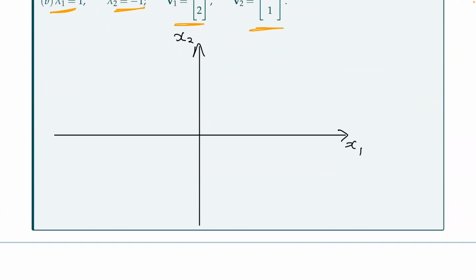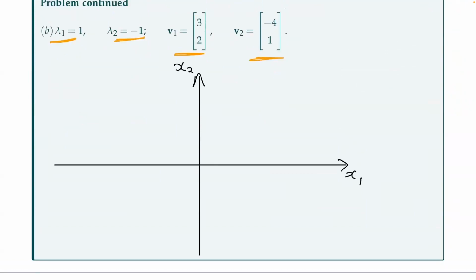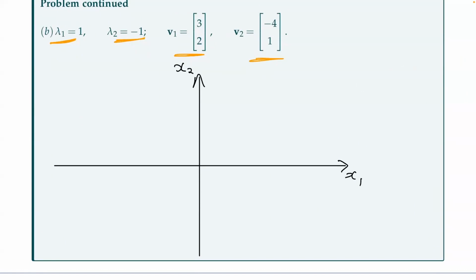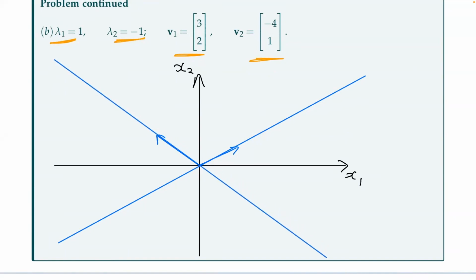Okay, so what do we have here? We have these two eigendirections. So V1 is (3, 2). That means we're going 3 units to the right and 2 units up. So it will look something like this. So if I draw that as an eigendirection, it will go something like that. The other one, we're moving 4 units to the left and 1 unit up. So if I draw my eigendirection going through that, it will look something like that. So this is my V1, this is my V2.